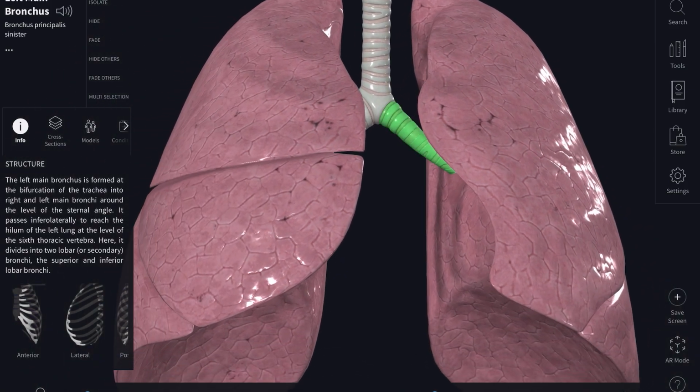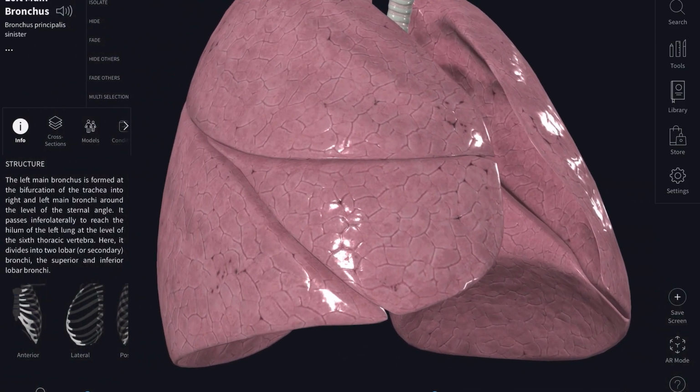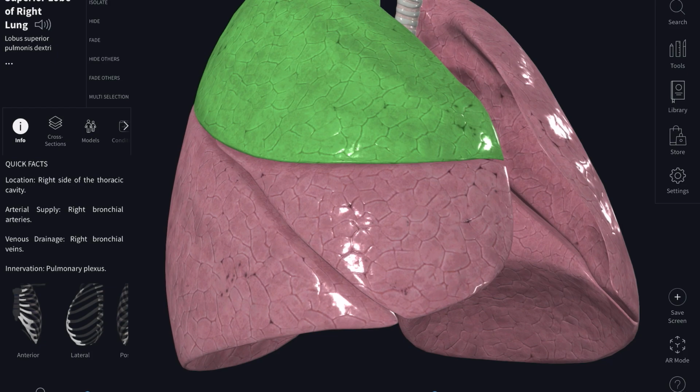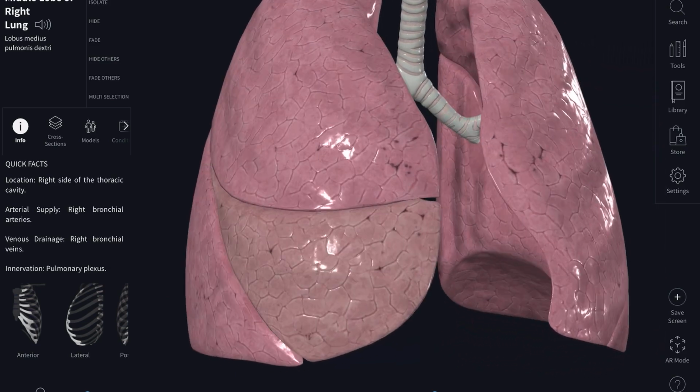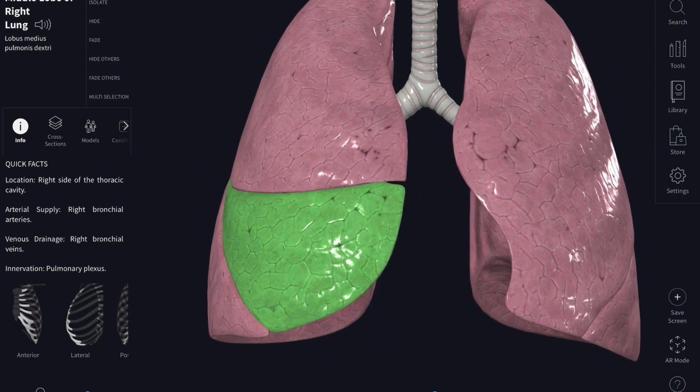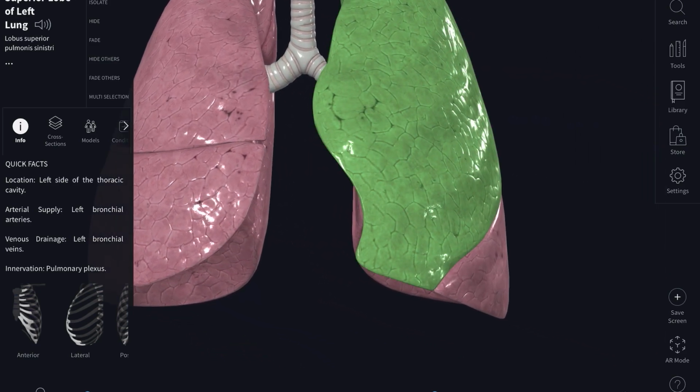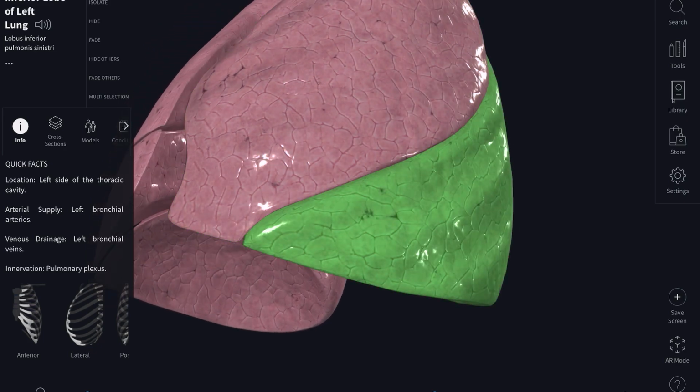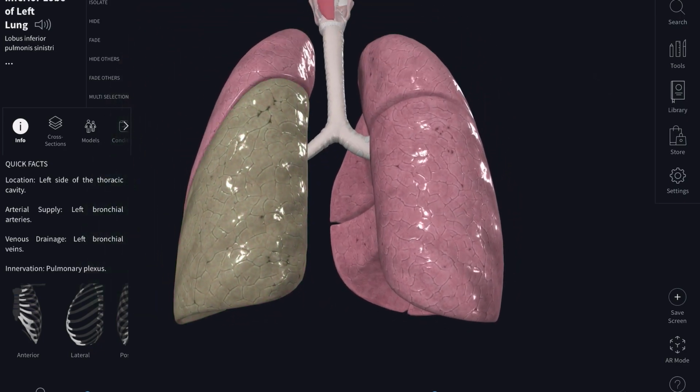Same thing. If we look at the right lobe first, we're going to see that we have an upper or superior, an inferior or lower, and then we have a middle lobe. Only on the right side. On the left, we have a superior and an inferior, and that's it.